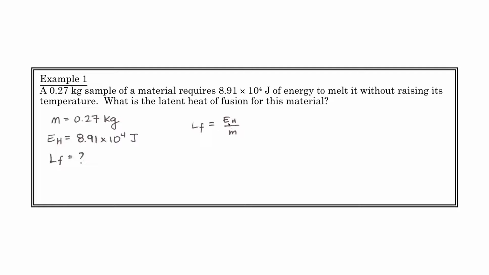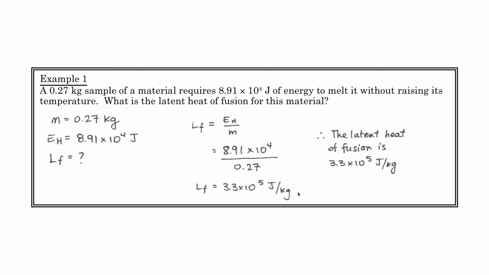We can find out by using the very simple ratio of heat energy over the mass, 8.91 times 10 to the 4th divided by 0.27. And we get 3.3 times 10 to the 5 joules per kilogram. So that's the latent heat of fusion.